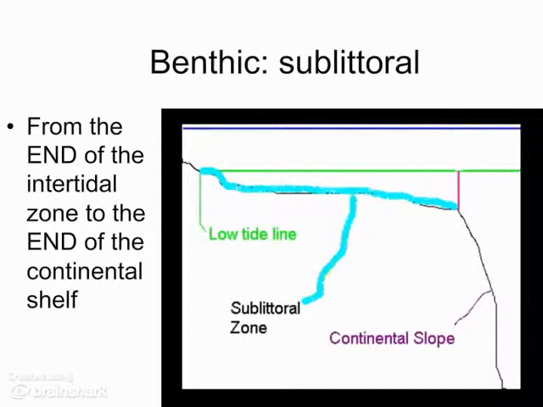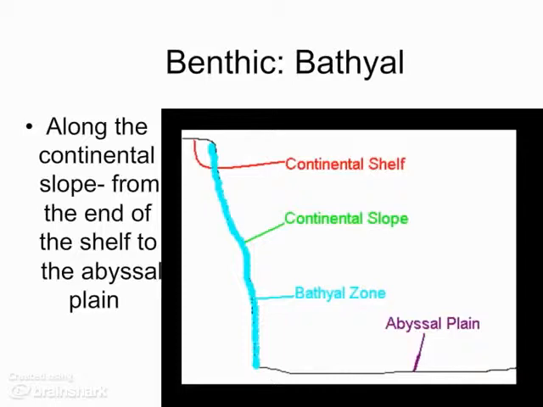The next zone of the benthic environment is the sublittoral zone. This begins at the end of the intertidal zone. So it's from the low tide line, wherever the low tide would go to, all the way down the shelf to where the slope begins. You can see this highlighted by the turquoise color. After the sublittoral zone comes the bathyal zone. This is all along the continental slope, from the end of the shelf down to the abyssal plain.